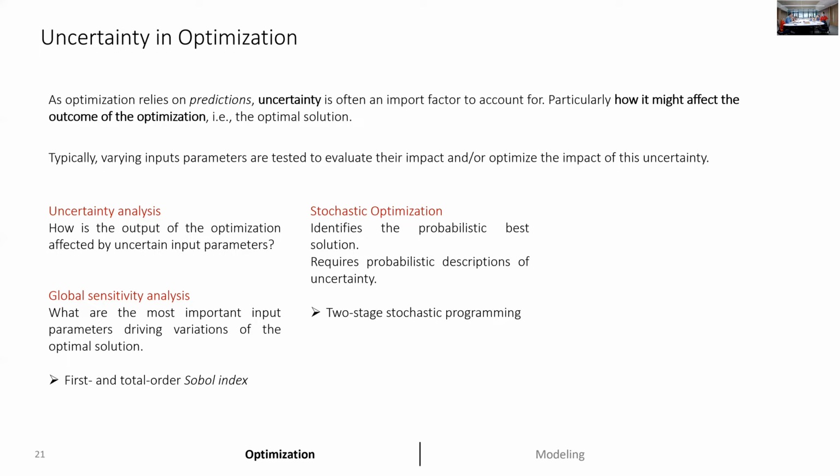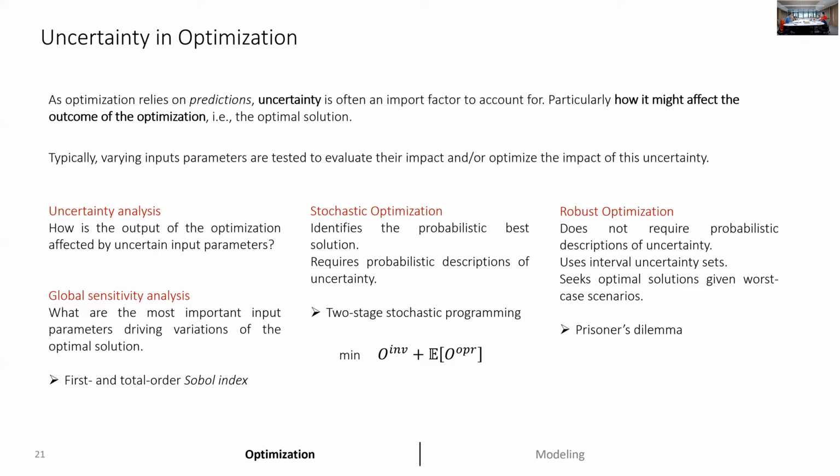We have also stochastic optimization, which identifies the probabilistic best solutions, but that requires probabilistic descriptions of uncertainty. And that is a whole new stage of optimization called two-stage stochastic programming. So that's no longer linear programming or mixed integer linear programming. That's a different field. Here you try to minimize investment costs with expected operational costs, so you need to have a statistical description of your systems to perform it. Again, that's an entire course. Like all these topics, uncertainty and optimization is not just an entire course, but it's research of its own, which is of course very important.